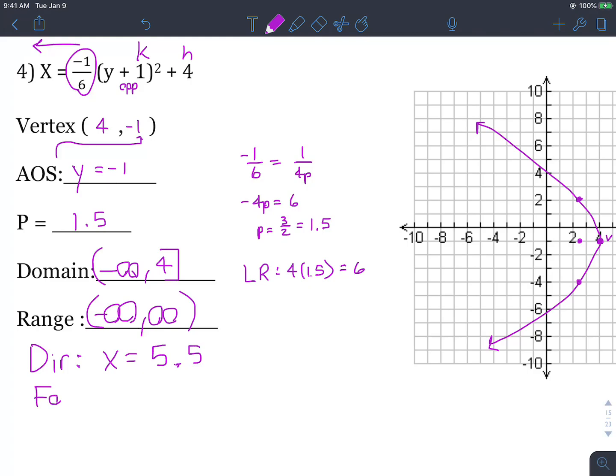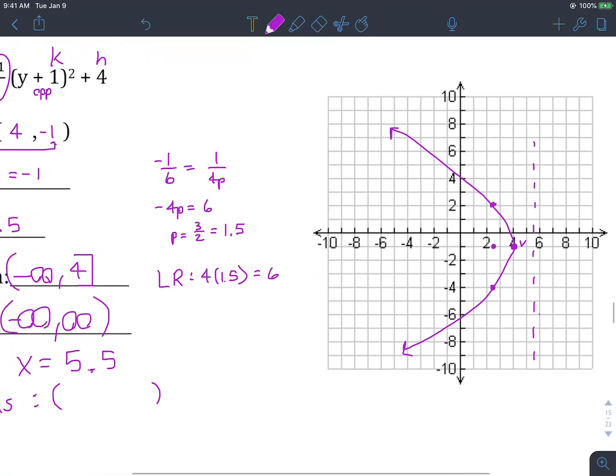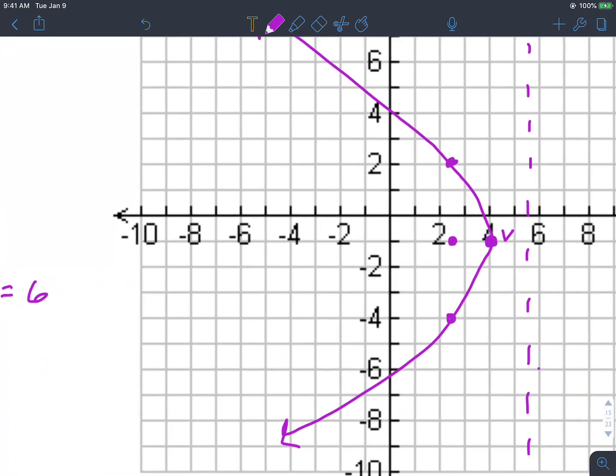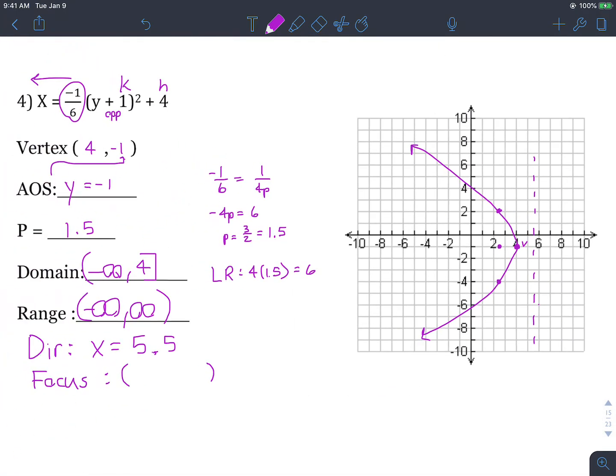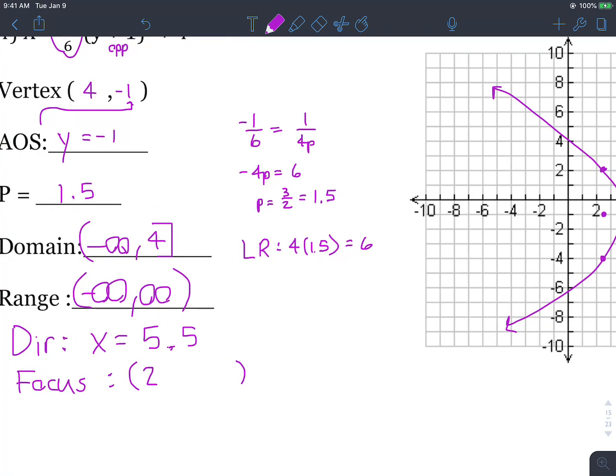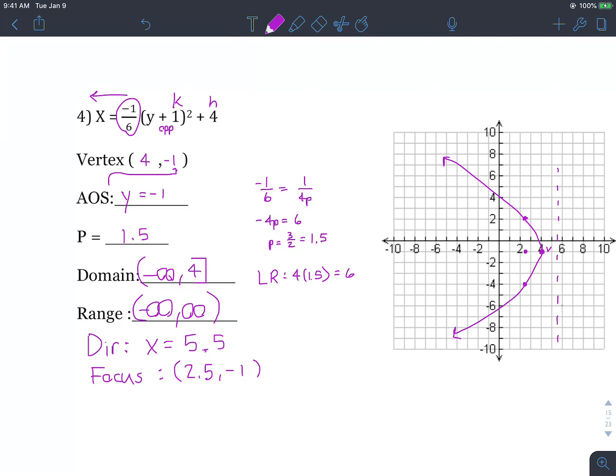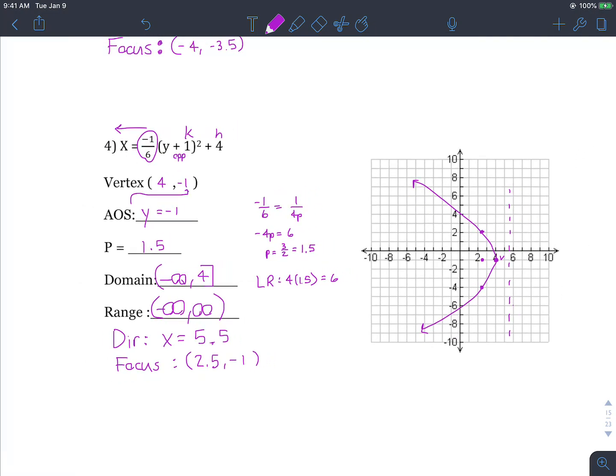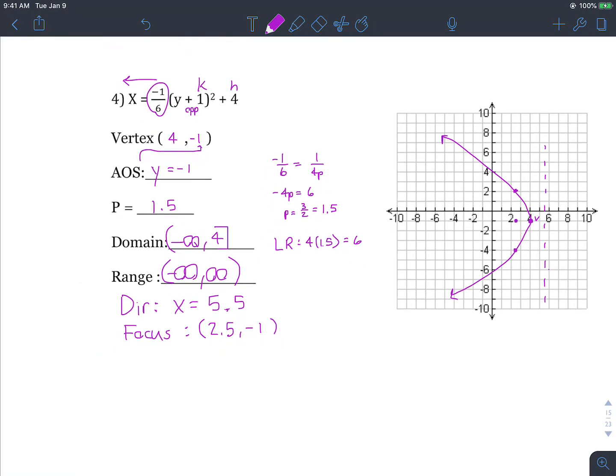And then your focus, let's get that as an ordered pair. That's always an ordered pair. Your focus is, looks like at 2.5, negative 1. And then there you go, those are your graphs. So you'll have a few like that in the homework where you have to come up and graph everything and get all your different pieces right there.